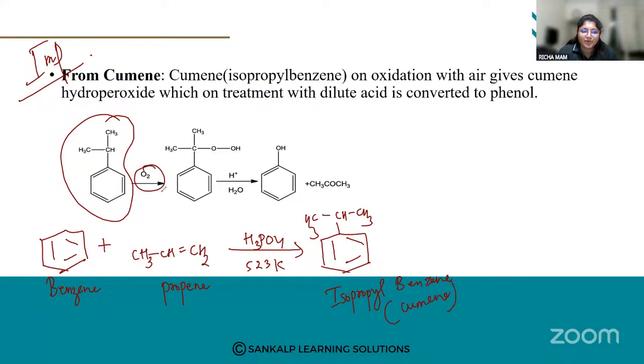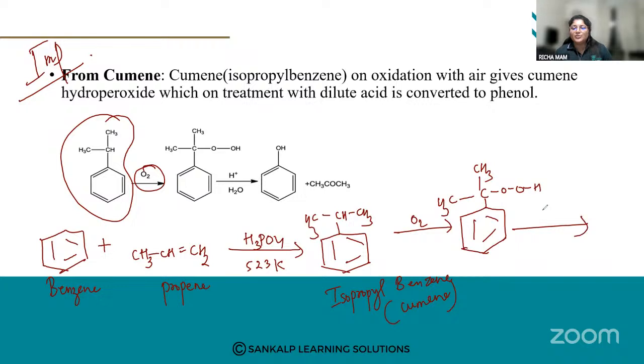We are going to do oxidation in the presence of air. So what will be added? Across this H, oxygens are added, a double bonded O that is added, giving C(CH3)(CH3)-O-OH. Now further, I am going to do acidification. So this is your cumene hydroperoxide.